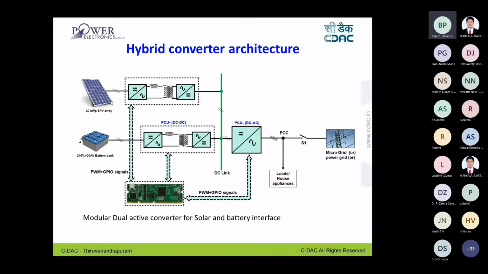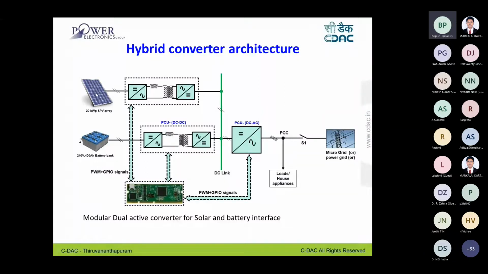Then for the solar and battery, we are using dual active bridge based DC-DC converters. And at the inverter side, we are using three-phase four-wire inverters for handling the unbalance during standalone operations. So this is the basic architecture of the power modules.